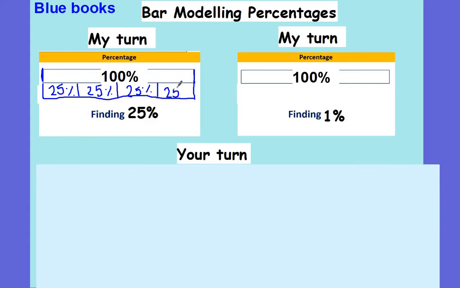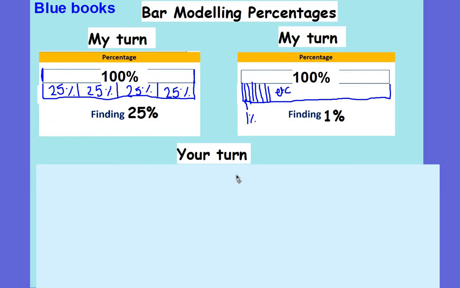If I want to find 1%, there's 100 lots of 1s in 100%. So I'd need to split my bar into 100 little sections, etc. And each of those little sections is worth 1%.